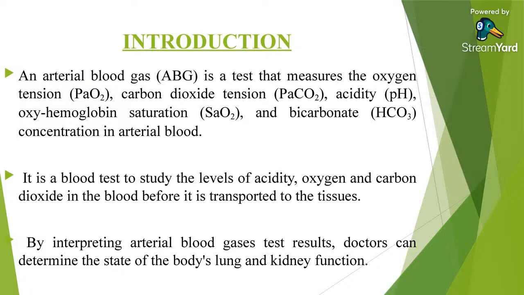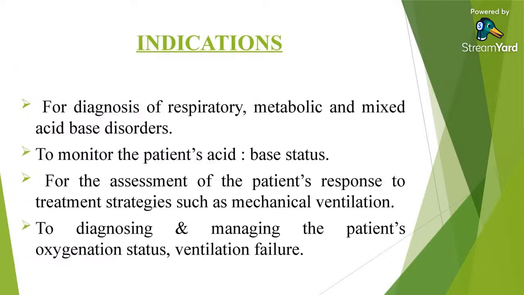By interpreting arterial blood gas test results, a doctor can determine the state of the body's lung and kidney function. So, here are some indications for the ABG test. Number one, for diagnosis of respiratory, metabolic, and mixed acid-base disorders. Number two, to monitor the patient's acid-base status. Number three, for the assessment of the patient's response to treatment strategies such as mechanical ventilation. And the last one, to diagnose and manage the patient's oxygenation status and ventilation failure.